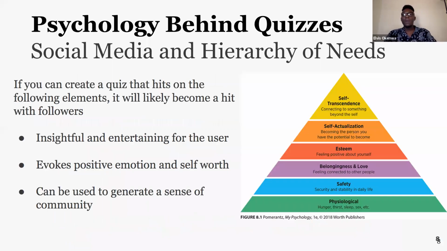Now the fourth psychology is the Maslow hierarchy of needs and how it goes with social media. According to Maslow's hierarchy of needs, among the top two needs are self-esteem and self-actualization. Everyone wants to feel good and positive about themselves, and everyone wants to become the person they have the potential of becoming. So if you create a quiz to hit on these two elements, it will automatically become a hit because it will evoke that positive emotion and self-worth, which is what everyone is looking for. All right. So the fourth psychology behind quizzes is the Maslow hierarchy and how it relates to social media.